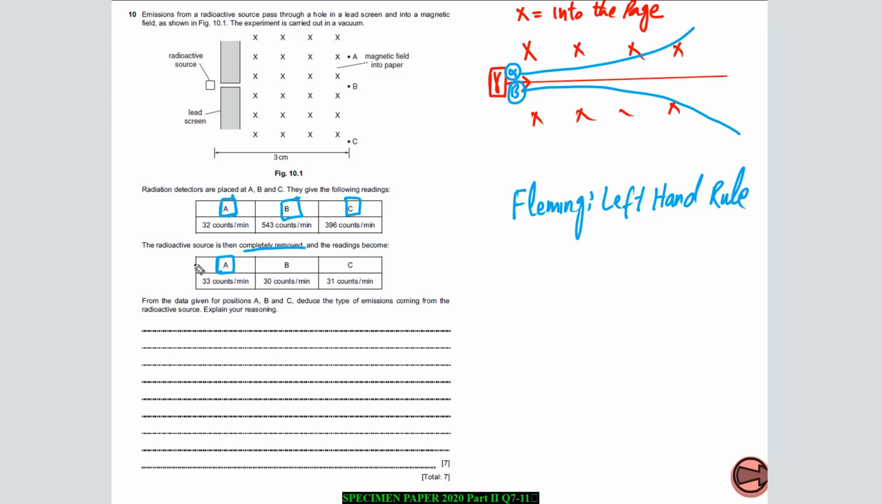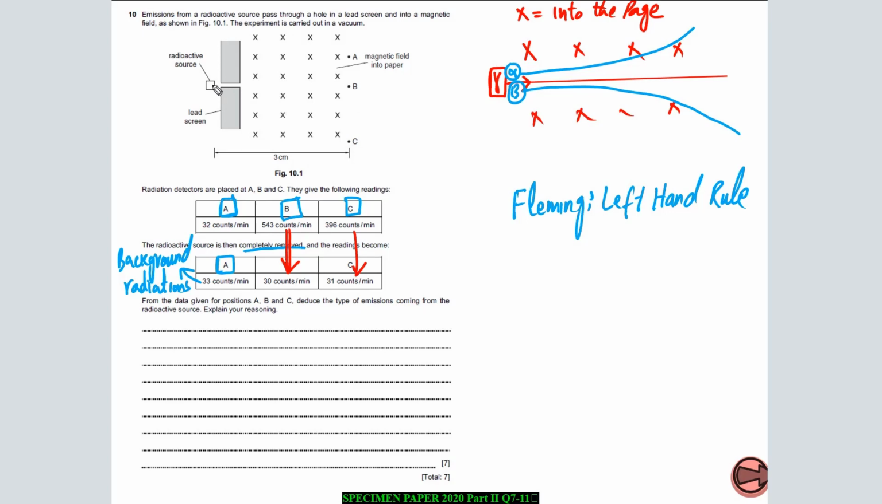So we can simply say these readings can be due to background radiation. So these counts are due to background radiation. Simply I will write down these are due to background radiations. B, you can see it dropped to this number, and this also dropped to this number.